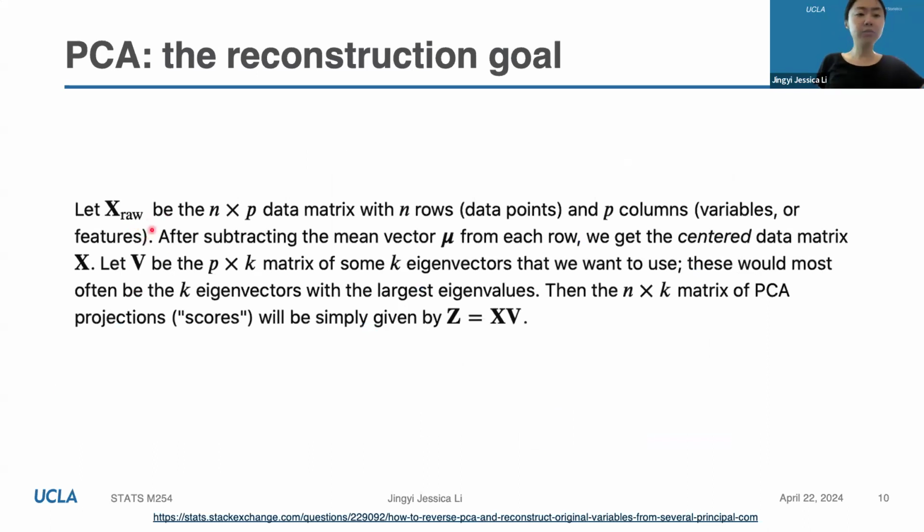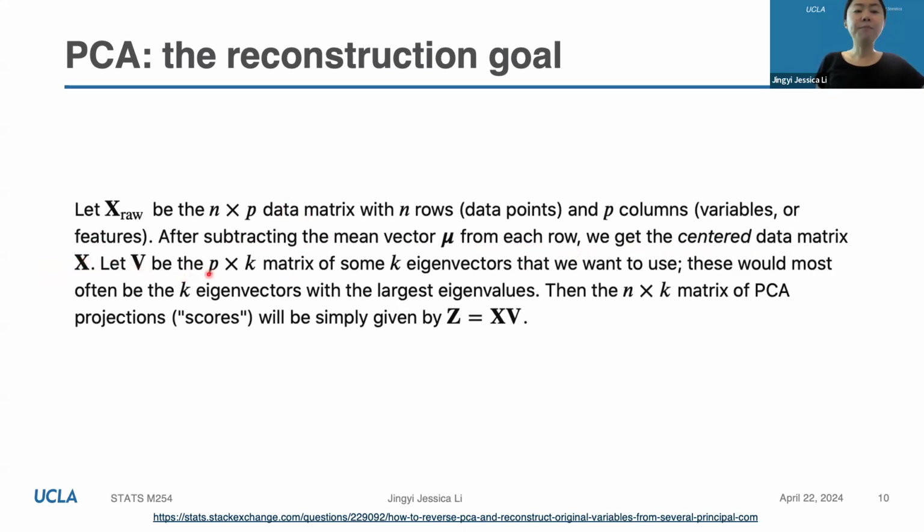Yes, let X raw be the n by P data matrix with n rows, data points, and P columns, variables or features. After subtracting the mean vector mu from each row, so we center the data, we get a centered data matrix X. That's what we work with, right? Every column has mean 0.